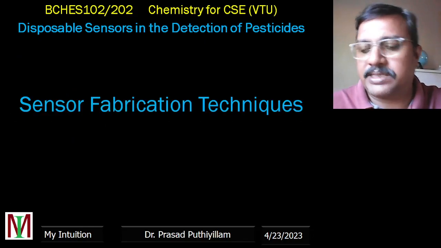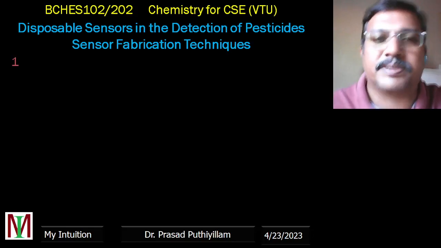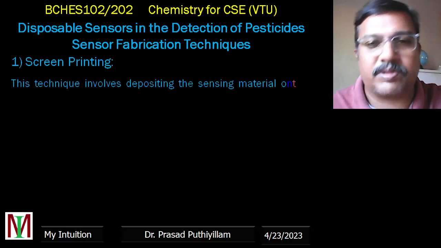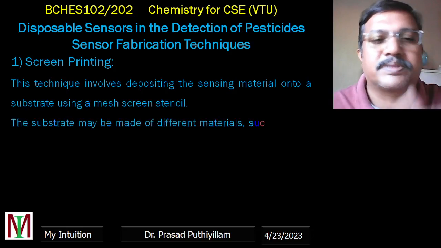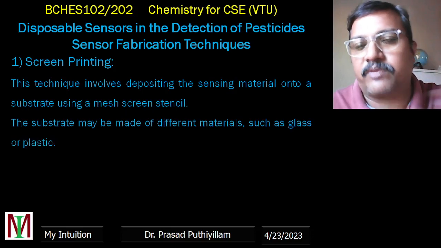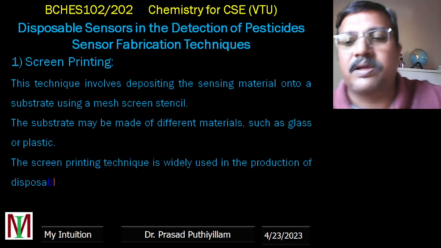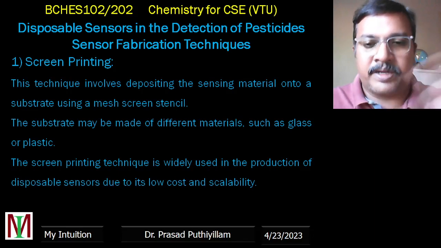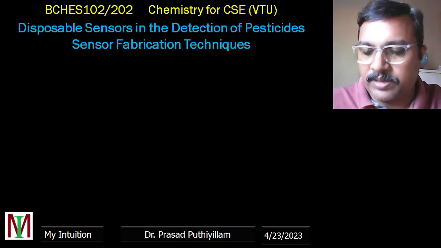Some of the fabrication techniques used for disposable electrochemical sensors for pesticides include screen printing. You already heard about screen printing. The same concept is used here. It involves the deposition of sensing material onto a substrate using a mesh screen stencil. The substrate may be made of different materials such as glass or plastic, and the screen printing technique is widely used for the production of disposable sensors, having very low cost and scalability. It means we can produce a large amount at a time.